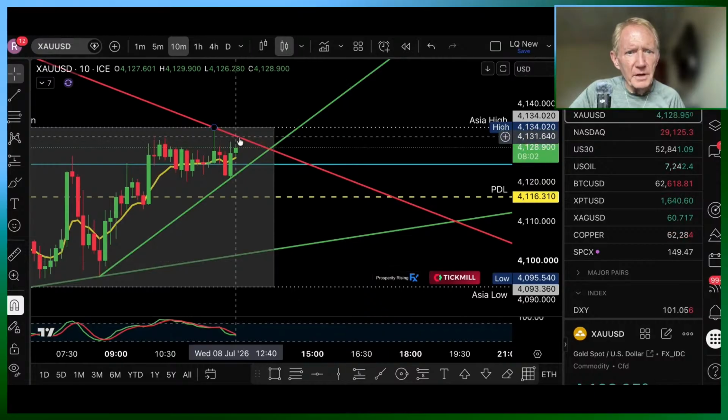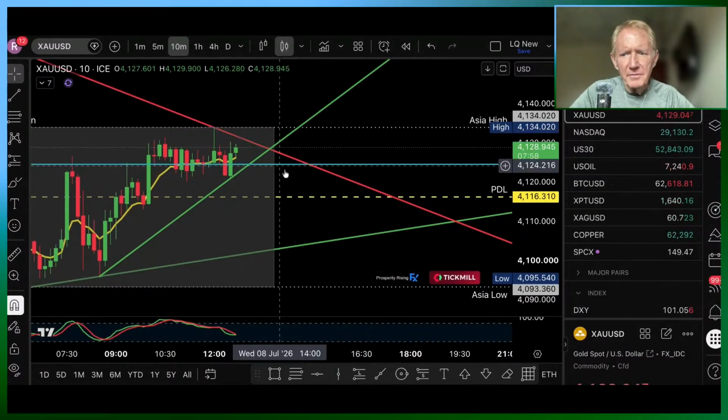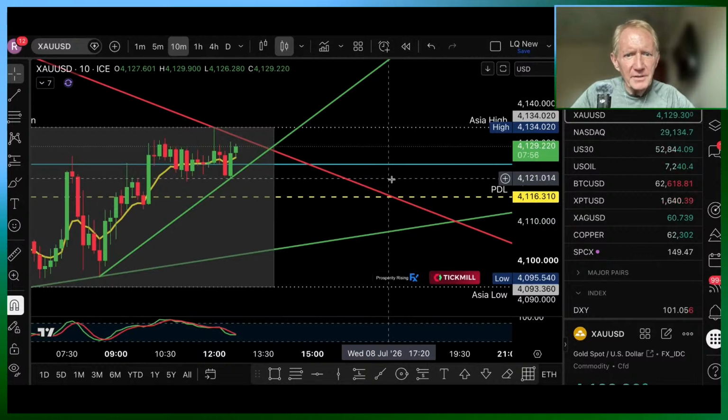So if this breaks above, then yeah, I know gold is bearish on all the time frames, but we could go up and take out the previous day high from yesterday. That's my long-term outlook for today.